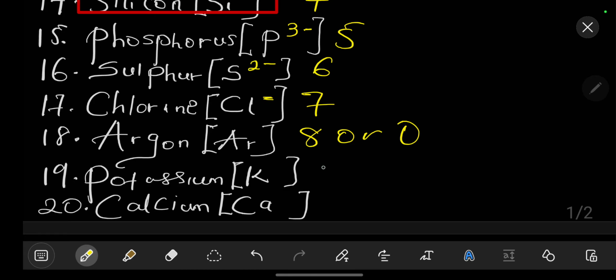Then potassium belongs to group 1. Alright, so as you already know, group 1 elements carry a plus 1 charge. Calcium belongs to group 2, and I believe you can guess that. It carries a 2 plus charge.